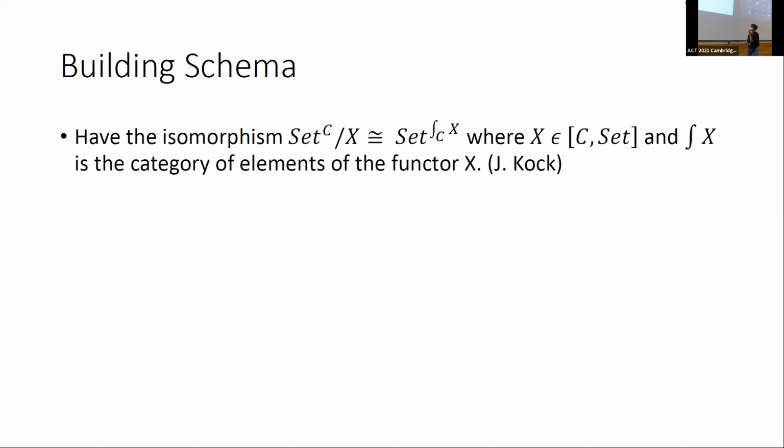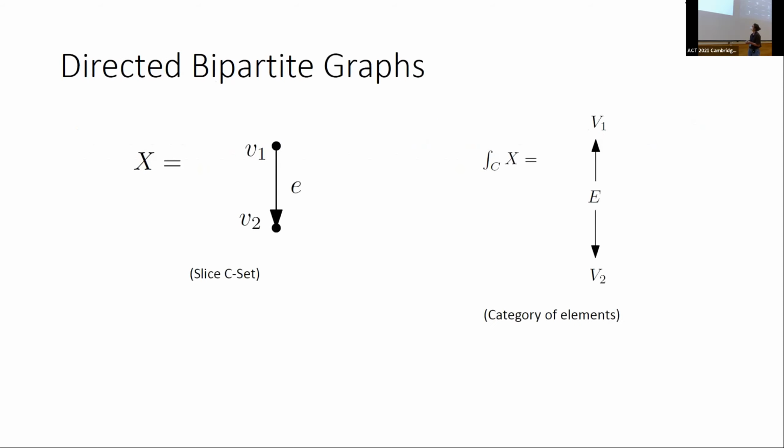We're going to use this to build a schema for the Markov chain. In particular, we have this isomorphism of the slice category. We have the functor from C to Set, so the C-set, and we take some element X of it and look at the slice over that. This is isomorphic to the functor category from the category of elements of X, the integral sign of X. That's going to be useful for us when we speak about states of our chain.